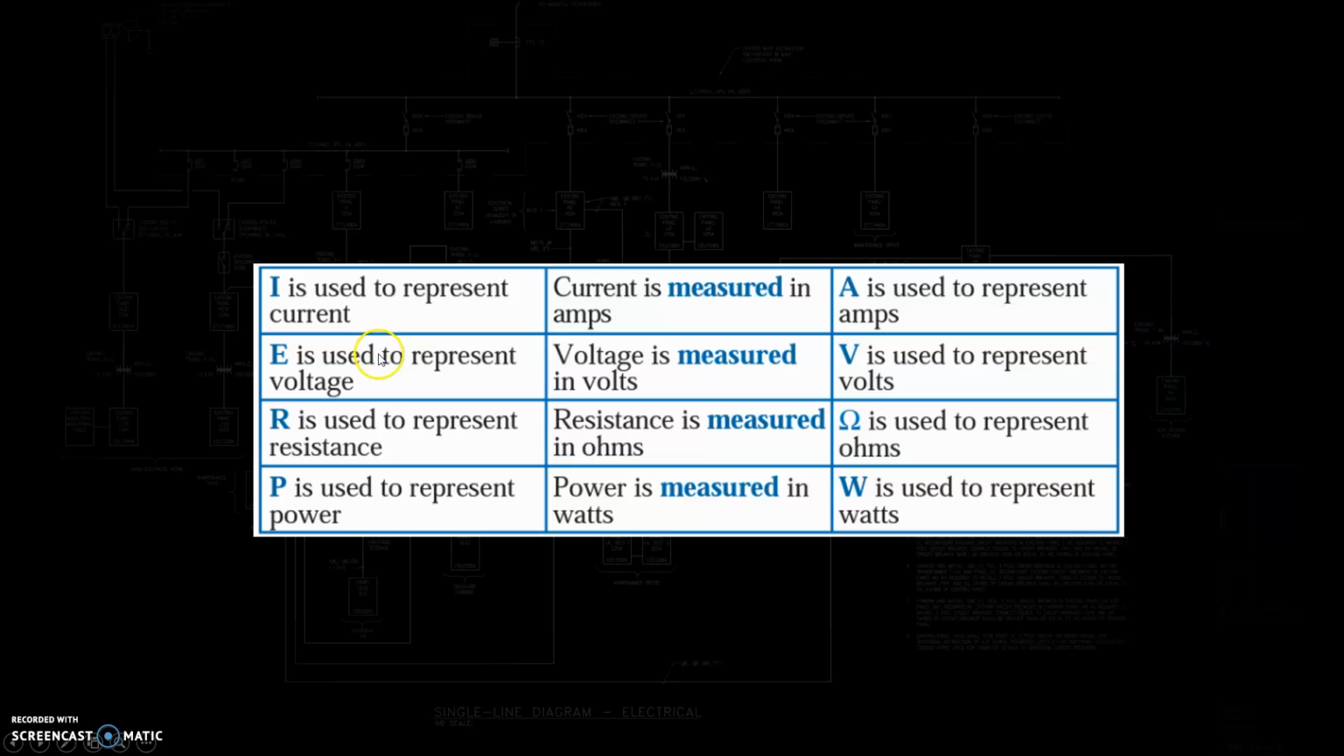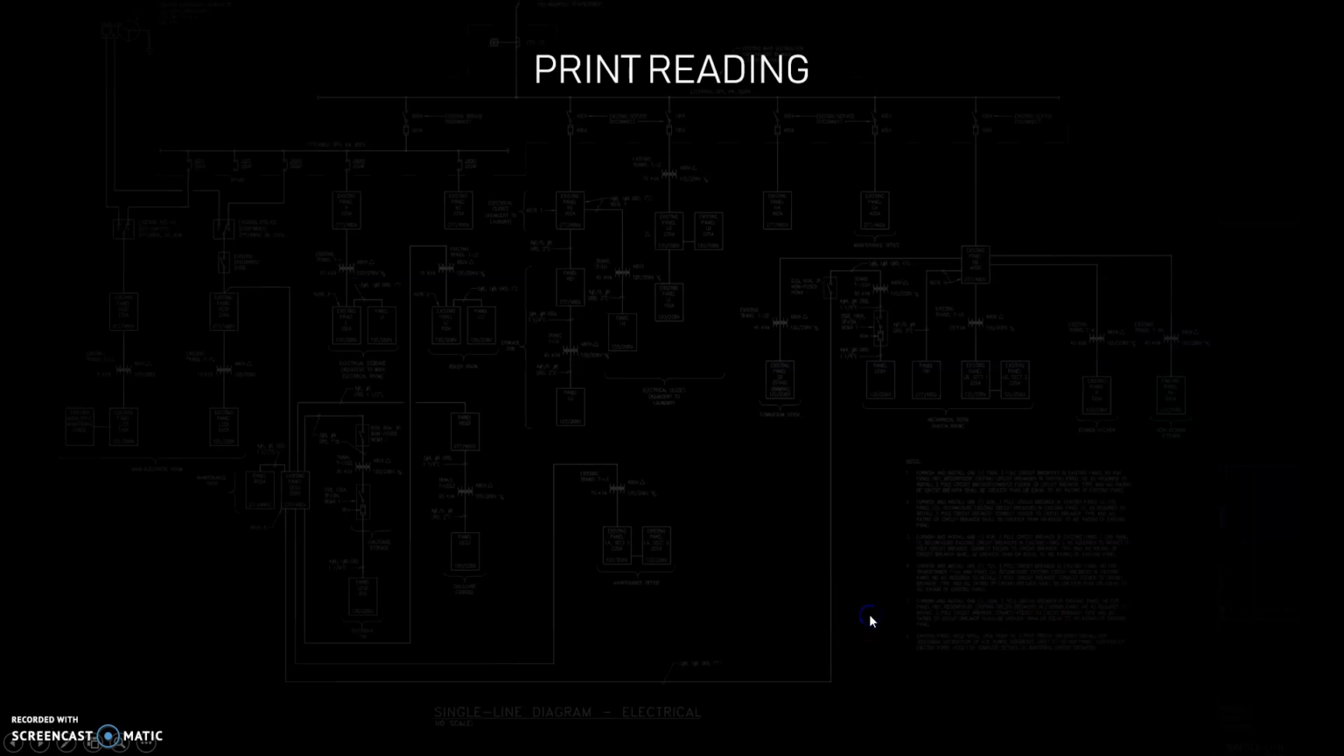Same thing, E is used to represent voltage. Voltage is measured in volts, and V is used to represent volts. We have R for resistance, measured in ohms, and then the omega symbol. And then P is used to represent power, power is measured in watts, and W is used to represent watts. So again, take a mental snapshot of this right here. That's a very helpful chart. You can take a lot of information from there.